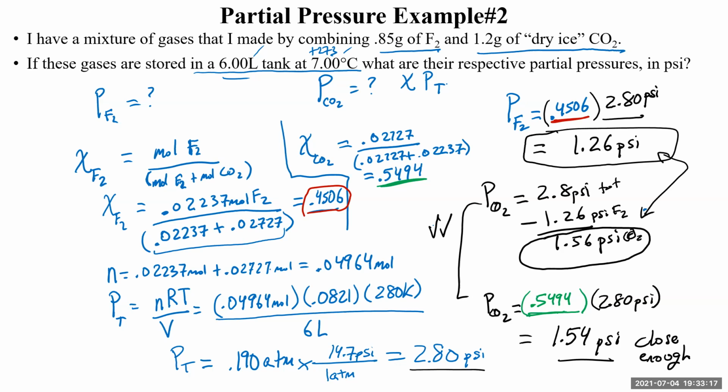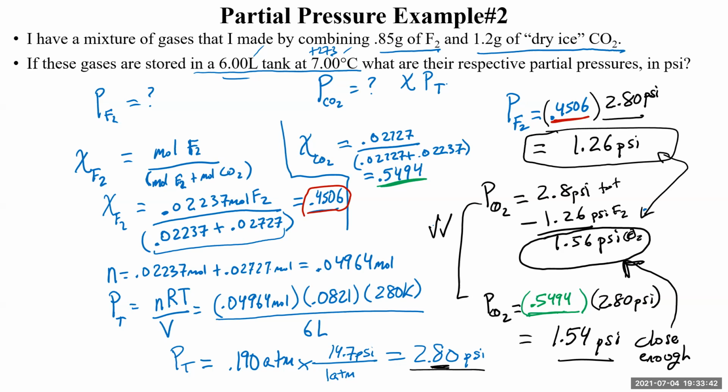You know, you can double check your numbers. You can maybe check your roundings, whatever. It's most likely right. I did a little bit of rounding in the 2.8 PSI, although that shouldn't have mattered much. 0.4506, 0.5494. It's close enough for me. So either one of these methods should get you there. So if you calculate one partial pressure, simple subtraction should get you the other one.